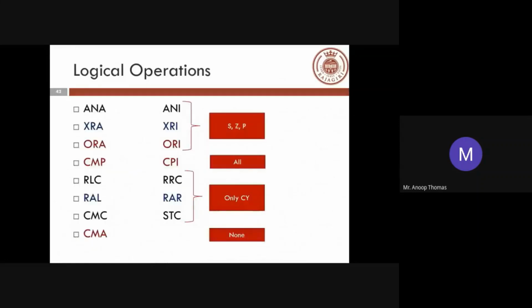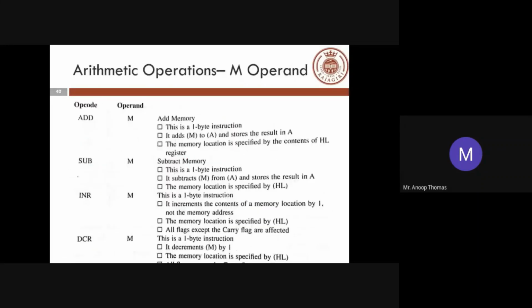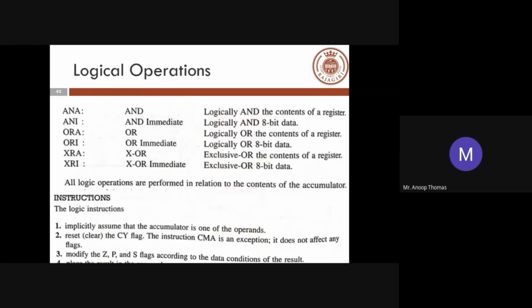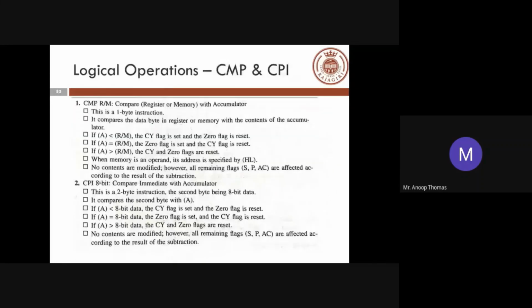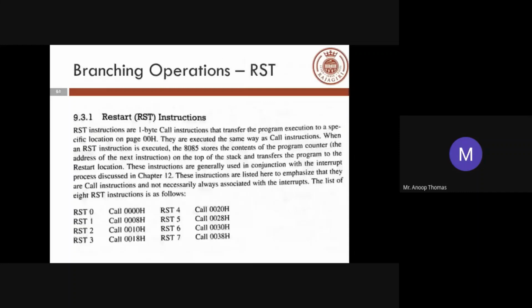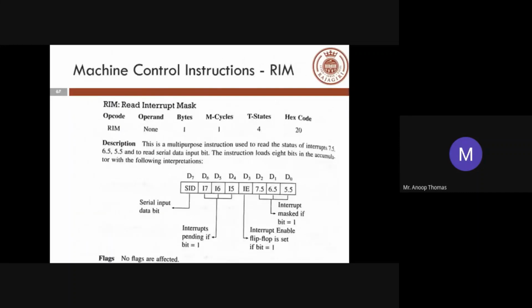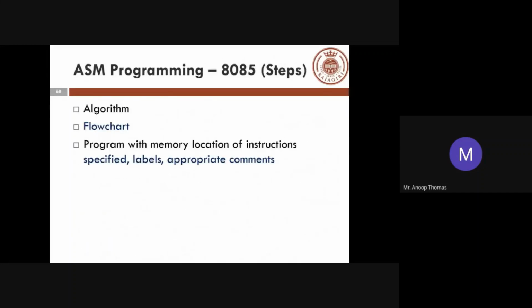So you have got a small idea about what data transfer operations are, what arithmetic operations are, and what your logical operations are. The rest remaining are your branching operations and your machine control operations, right? Branching operations and then machine control operations, which are not that commonly used as part of your program. So when you move into assembly language programming, you need an algorithm, flowchart, and program so that it helps others to understand it. Now today we will do a small program.